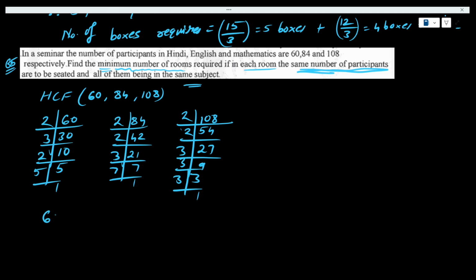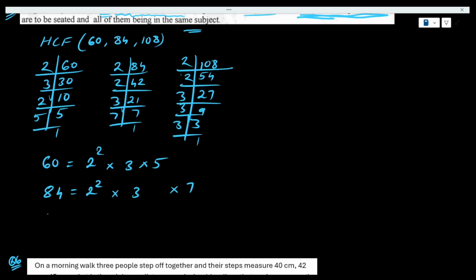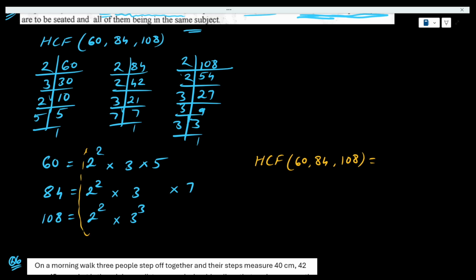And if I'm writing here, 60 is 2 square times 3 times 5, whereas the prime factorization of 84 is 2 square times 3 times 7. I'm writing 7 at the end so that all the same factors are together, and the prime factorization of 108 is 2 square times 3 cube. Now I need to find the HCF, meaning the highest common factor among all these three. And what do we take here? For 60, 84 and 108, you see first the common factor and the lowest power among all.